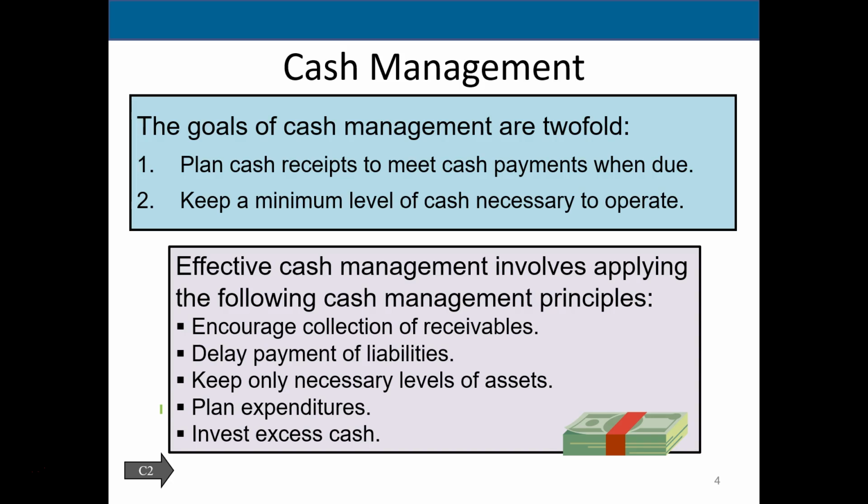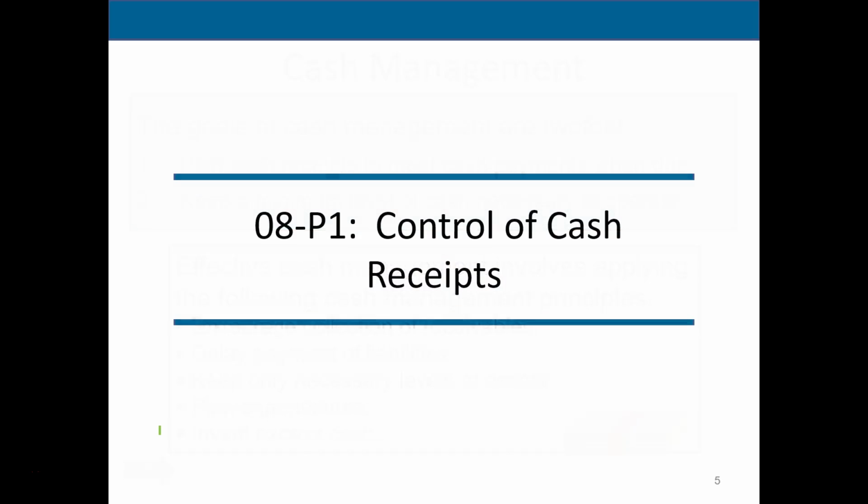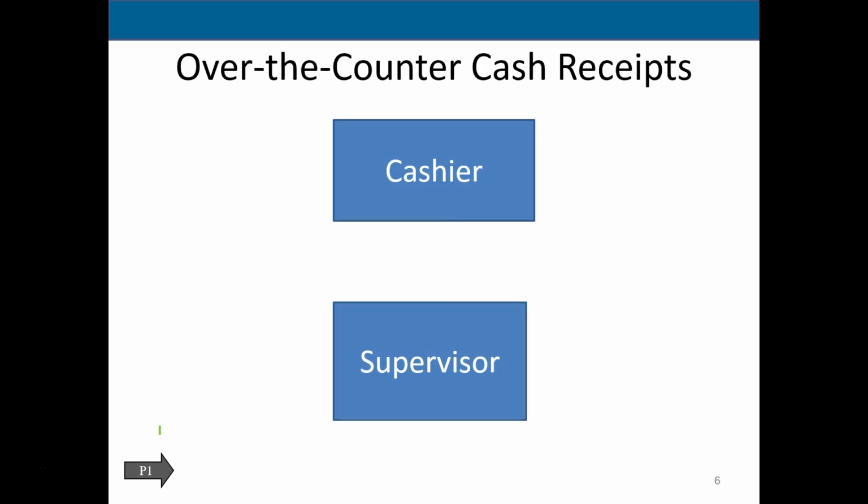Plan expenditures. Obviously, we want to plan what type of expenditures we have, and we want to invest the excess cash in some way that we can get the highest return on it. So, controls over cash receipts. So the classic control is going to be a cashier register type of situation.